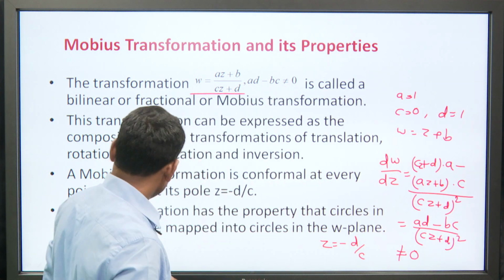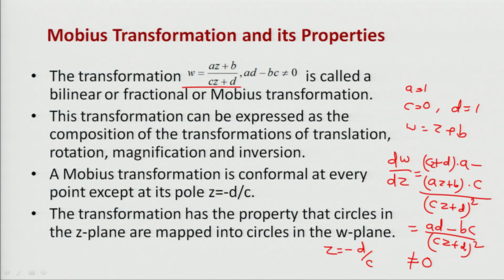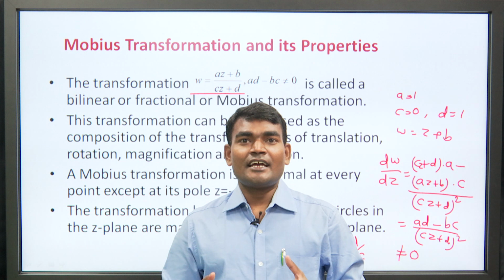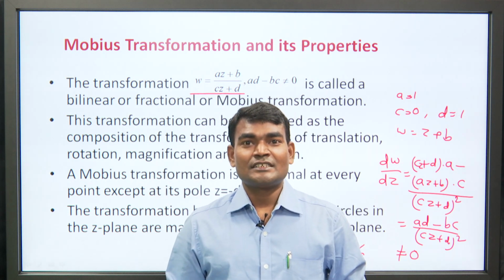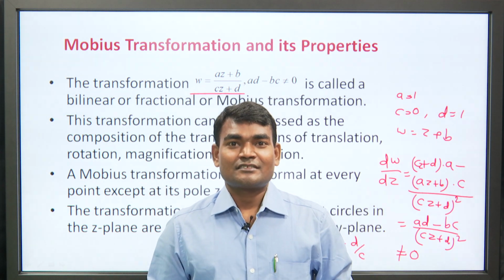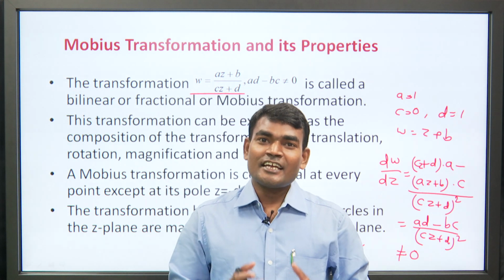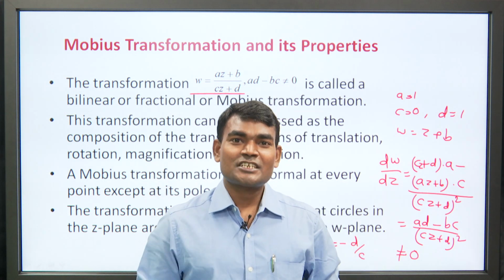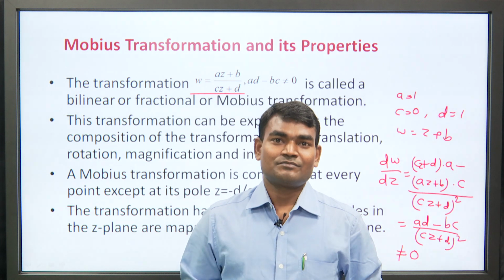Now, another property is that the transformation has the property that circles in the z plane are mapped into circles in the omega plane. As we know, a straight line is also a circle of infinite radius, therefore a straight line will be mapped under the Mobius transformation into a circle.